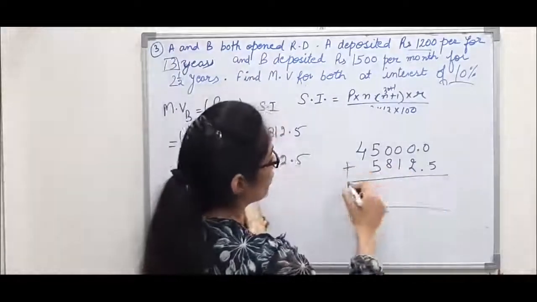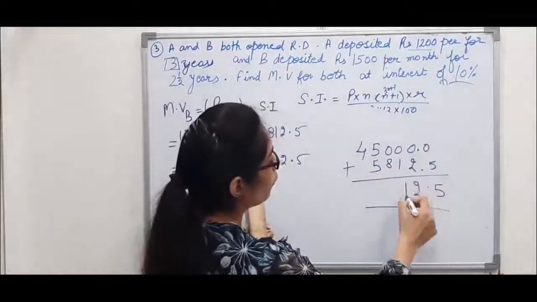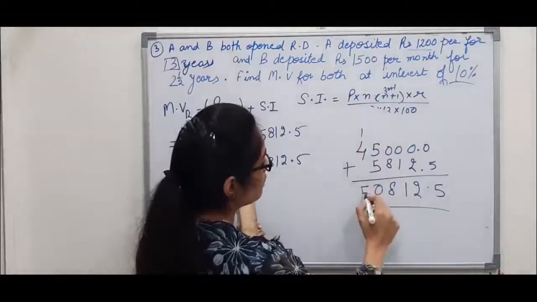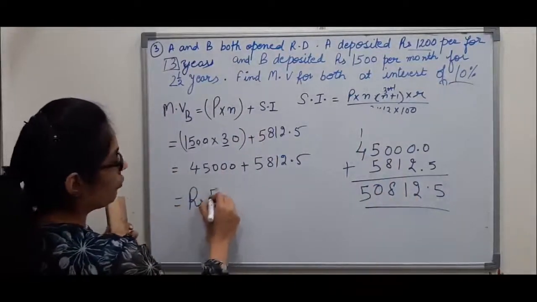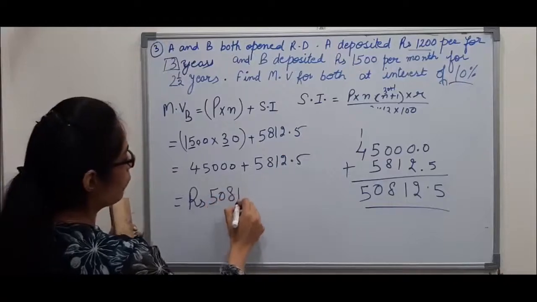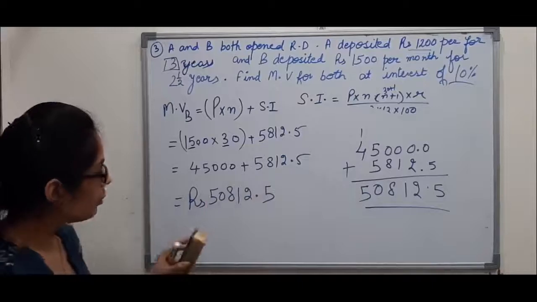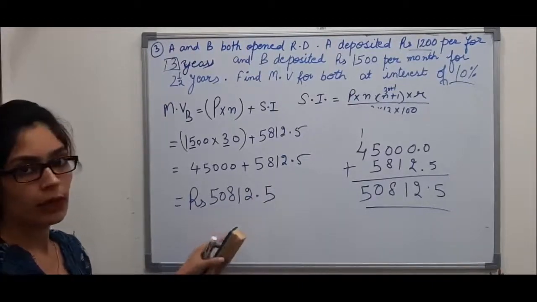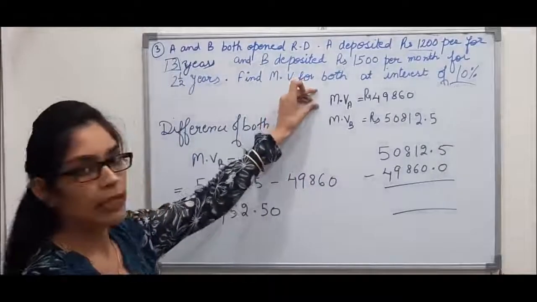Now we can add this. 5, 0 plus 5 is 5, then 2, 1, 8, 5 plus 5 is 10. So I got MV 50,812.5. So my MV is 50,812.